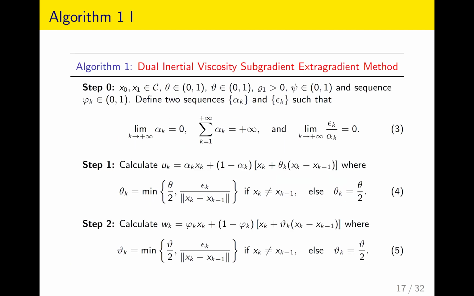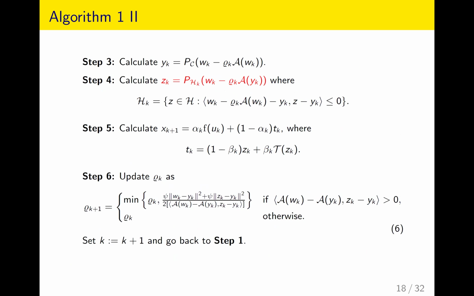The first algorithm is the dual inertial viscosity subgradient extragradient method, in which in step zero we set our parameter conditions, and in step one we calculate the first inertial step, where theta of k is defined in equation 4. Then we have step two, which is the second inertial step, where theta of k is defined by equation 5. After these two steps, we calculate the projection on the set C, and step 4 is the subgradient method, which is a projection on a half space.